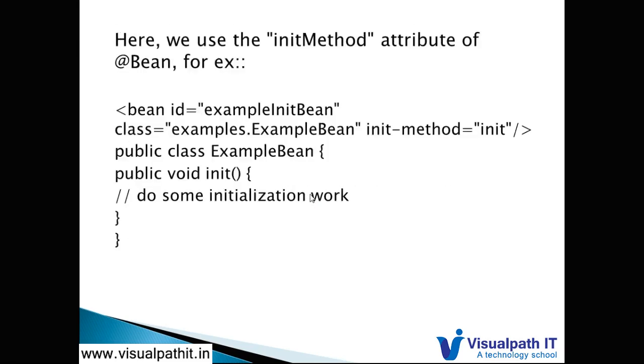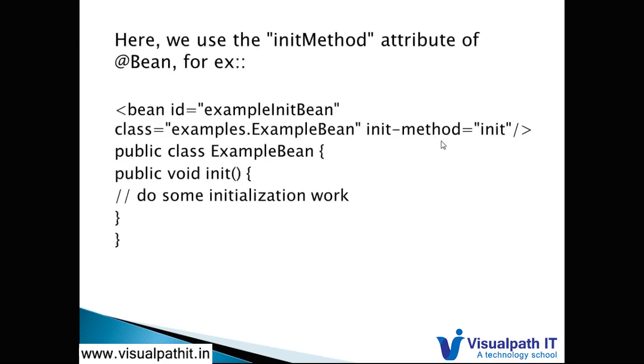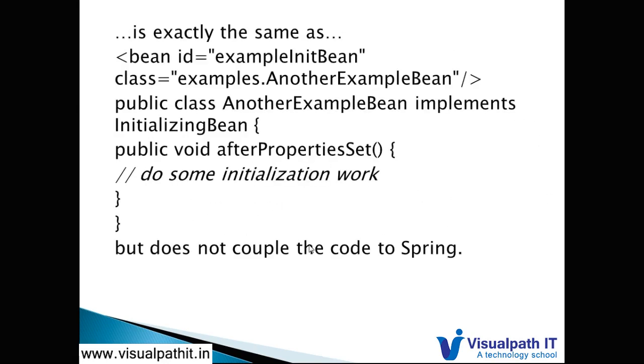If we use this InitializingBean, it will definitely couple the code, meaning it will make the code tightly coupled to the Spring framework. Tightly coupled means there will be more dependency of each and every object, which is not at all desired. So we always do this. We use init-method equal to init. This example is very important for doing the initialization work here.